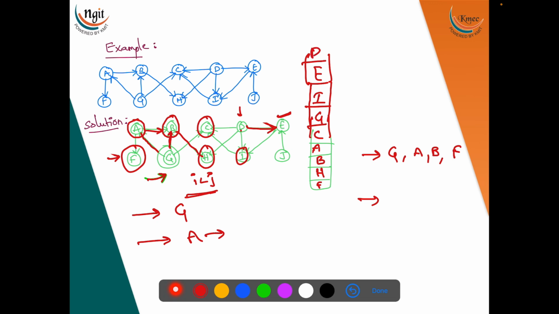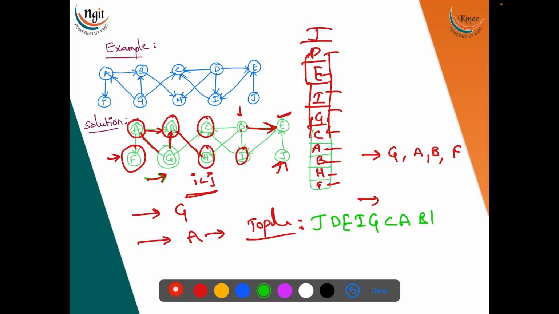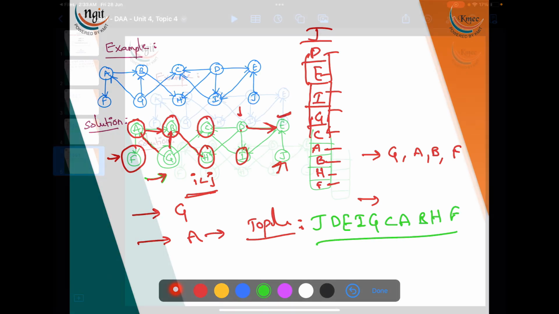Now your stack consists of what? D, E, I, G, C, A, B, H, F. That means we visited all the vertices except J. Now choose vertex J, visit J. Since all its neighbors are already visited, push J into the stack. Now, since all the vertices of the digraph are visited, pop out the stack, and the popping order of the stack is your topological ordering. So the topological ordering is J, D, E, I, G, C, A, B, H, F. This is the topological ordering.